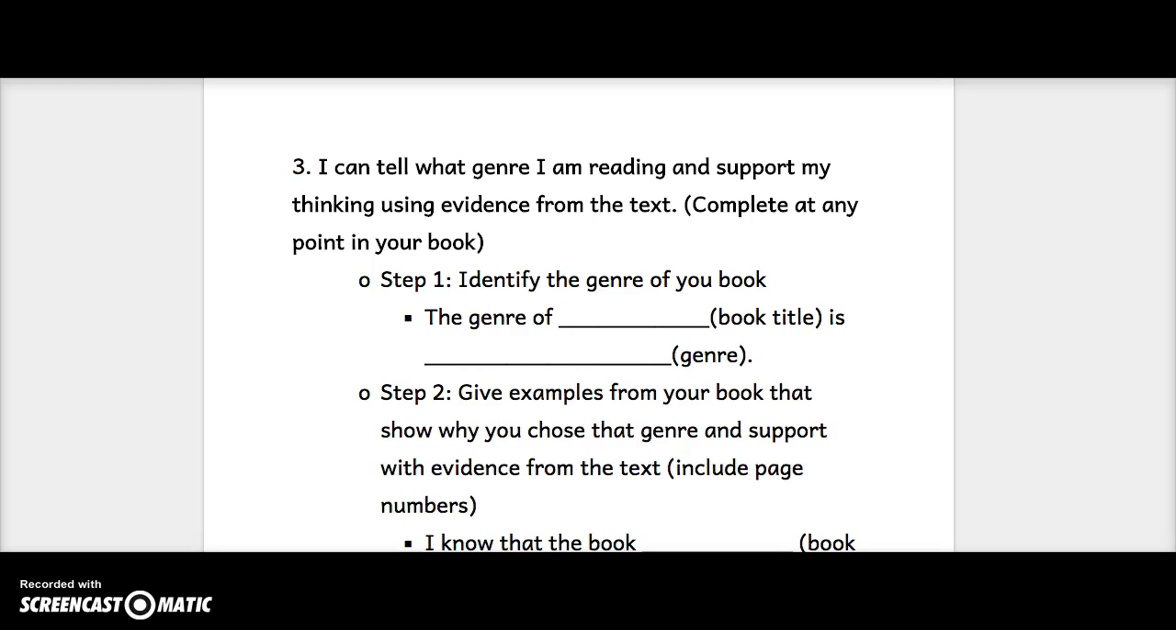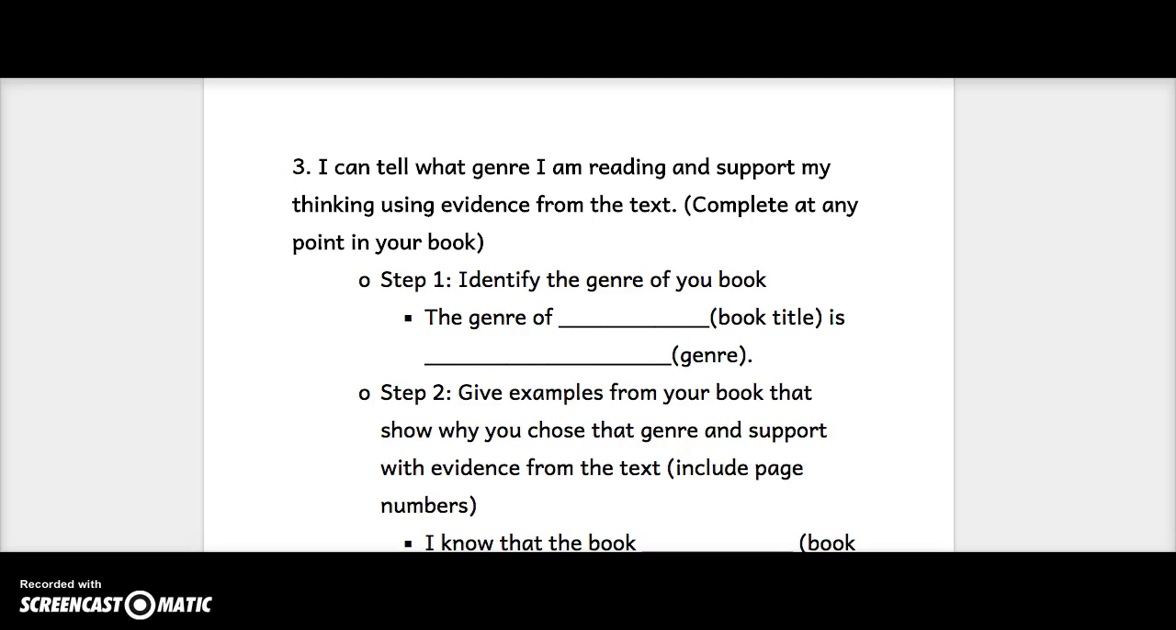As a reader, when I'm trying to figure out what the genre of my book is, the question I always ask myself first is, is this book a made-up story, or is this book something that actually happened in real life? Because if it's something that actually happened in real life, I know right away it's going to be a non-fiction text. But if I know the story is made up, I know that it's fiction. Now, as a reader, I need to be more specific than saying that my book is just fiction. I need to tell what kind of fiction it is.